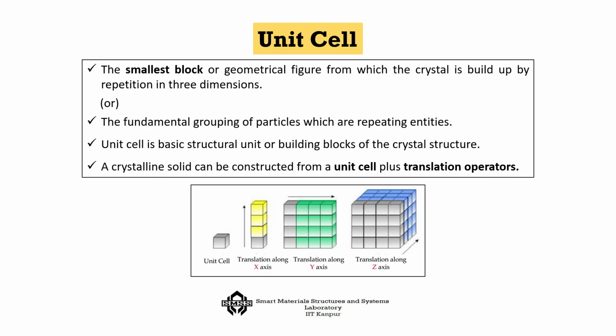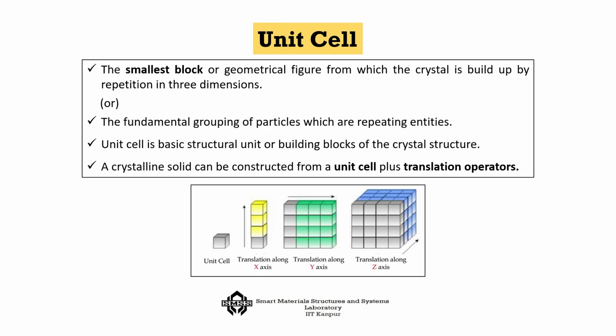Now, let us look into how we are going to quantify the crystallinity of a metallic system. Now, we will invariably look into something which is called the unit cell, and that is nothing but the smallest block of geometrical figure from which the crystal is built up by repetition in 3 dimensions. So, the fundamental grouping of particles which are repeating entities, that is one part, and then a unit cell is this basic structural unit or building block of the crystal structure.